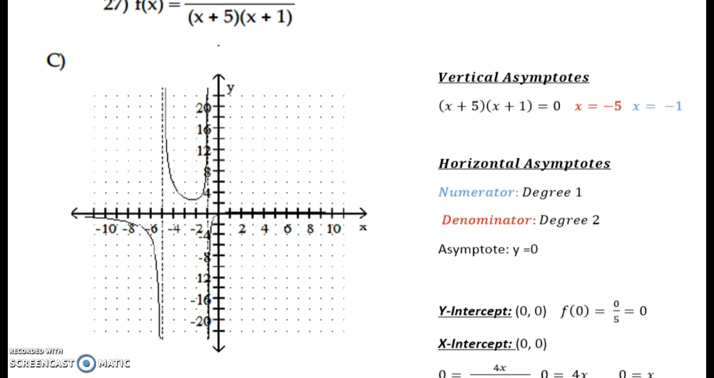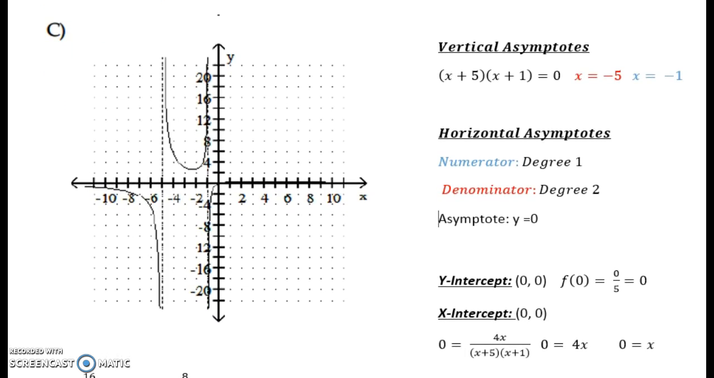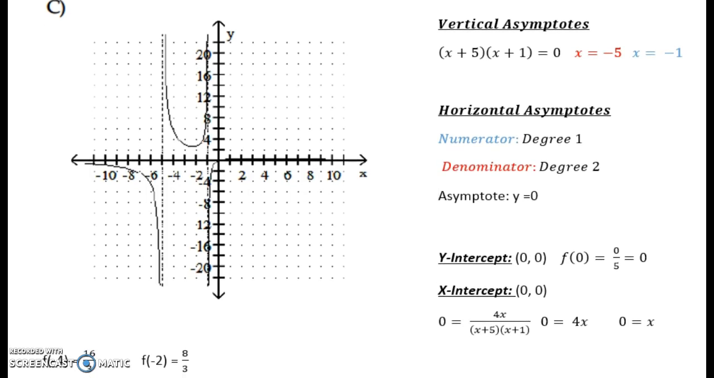Now it's nice to just get a couple of points and start plotting them on your graph. We want to start with the intercepts. To find the y-intercept, that's when x equals 0. So we're going to plug a 0 into the function, and you're going to get 0 over 5, and 0 divided by 5 equals 0. So if x equals 0, y ends up being 0 too, so that is our y-intercept.